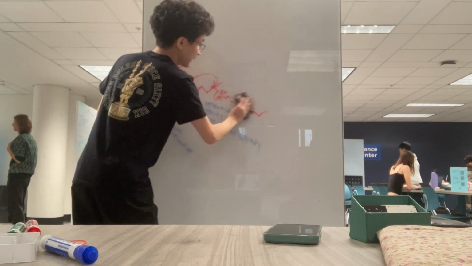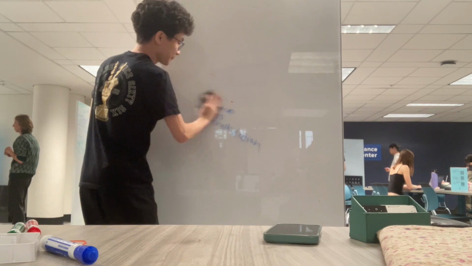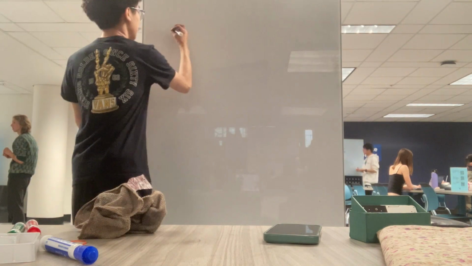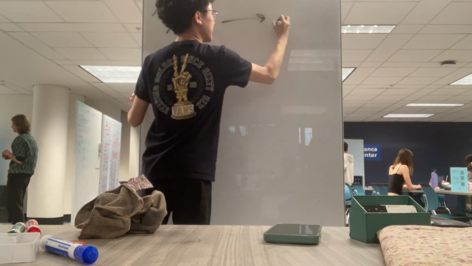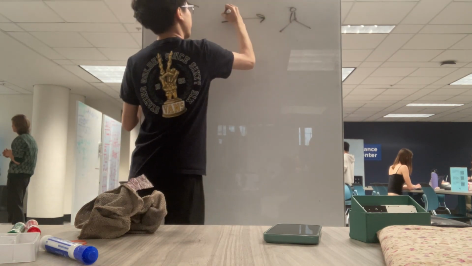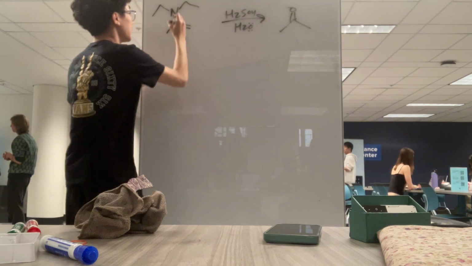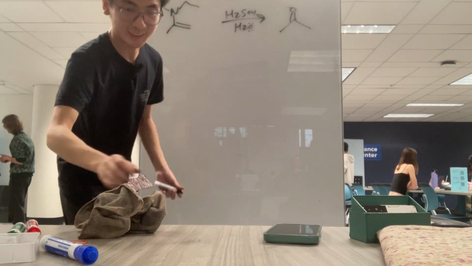This is going backward from an enamine back to the carbonyl, which is going to be with H2SO4 and water. So what's going to happen first? What do you guys think? This is going to be a tricky question here. The first step is very tricky.